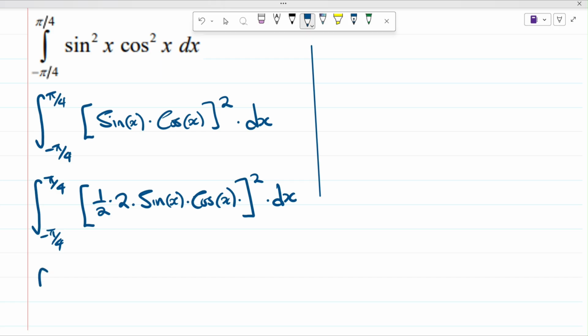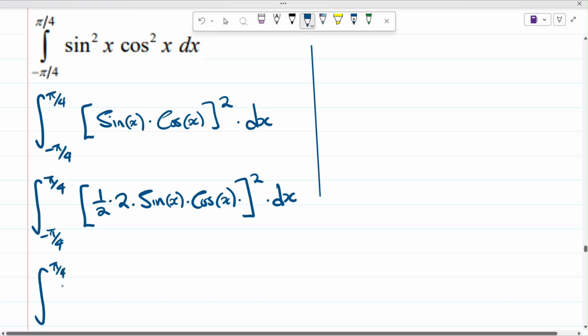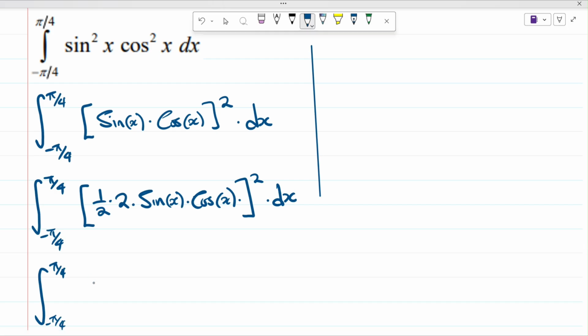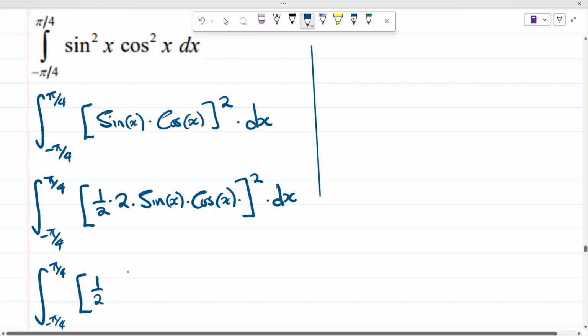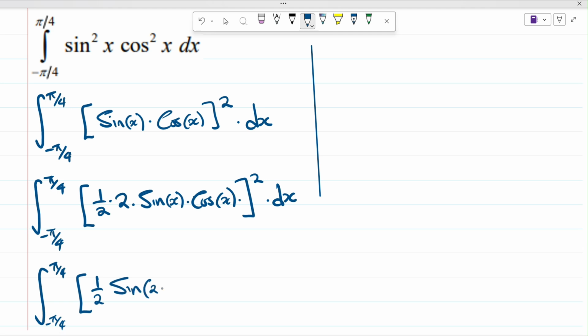So at the end of the day, I'm going to have pi positive up there, and then negative pi over 4 down here. So I will end up having 1 over 2 sine of 2x, squared, dx like this. This is what I was trying to do.